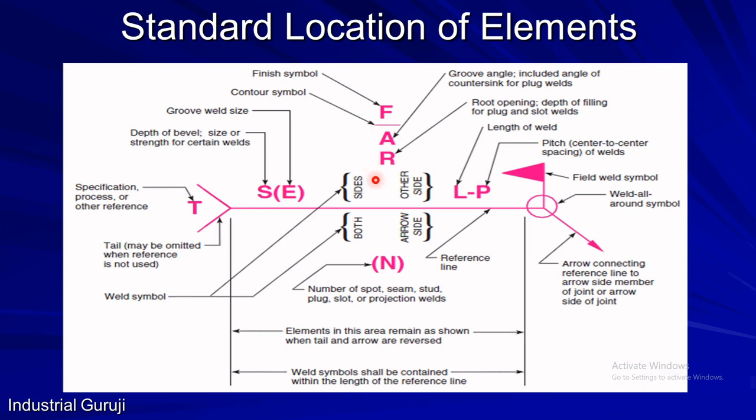Now on the arrow side of the weld symbol, length of the weld followed by pitch to be shown like this. Here at this location, side weld or weld all around symbol is shown. Now below the reference line, quantity for spot welds, seam welds, stud welds, plug welds, slot welds and projection welds to be shown. We will understand this by an example.